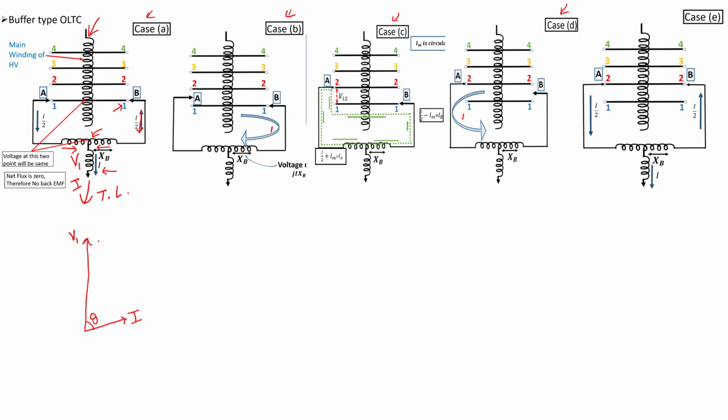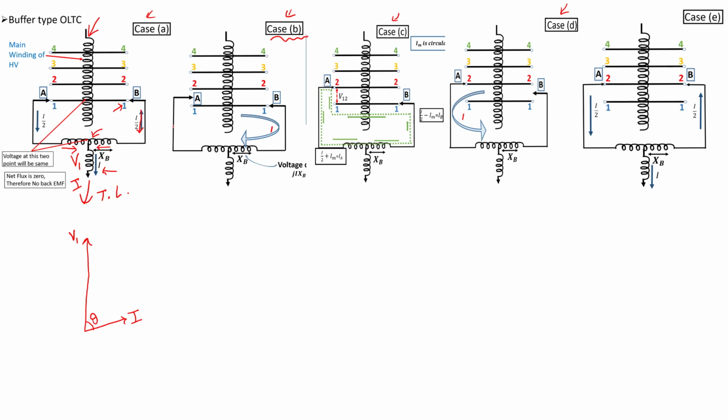So this is the phasor diagram. There is no magnetization current because the currents I by 2 and I by 2 are equal and opposite, and there is no flux linking the coil. Therefore there is no voltage across the coil either, because 1 and 1 are at the same potential. So this is the phasor diagram for this position V1. Now this is case A. Now let us come to case B.